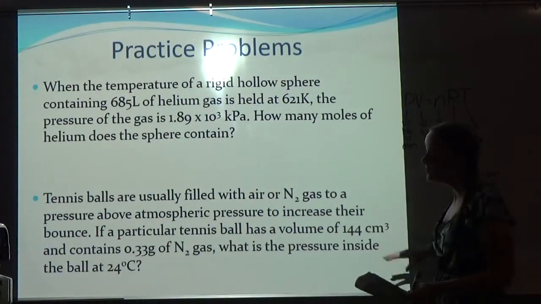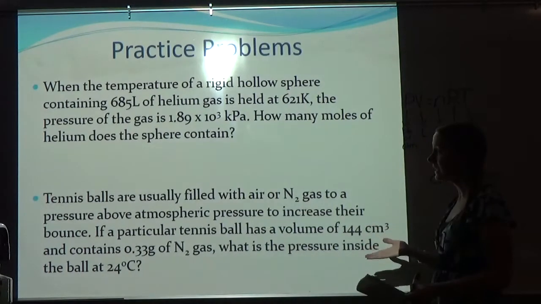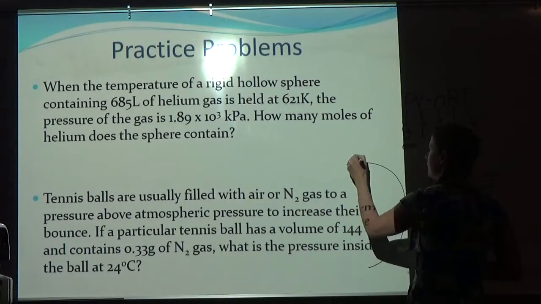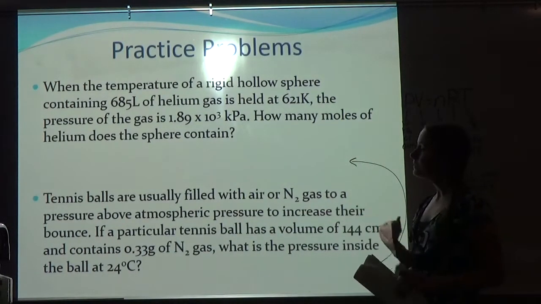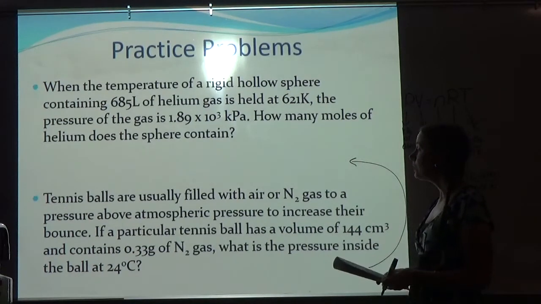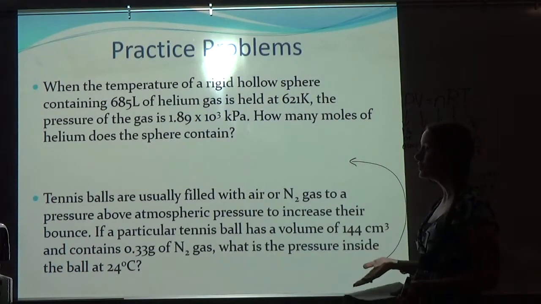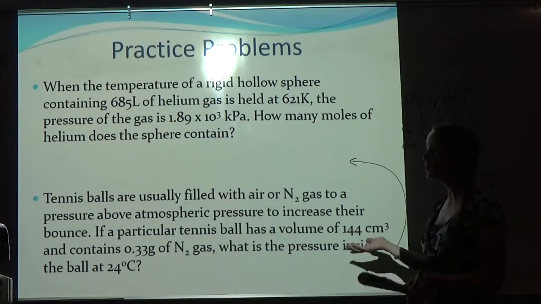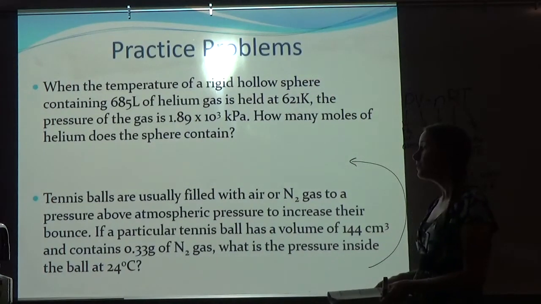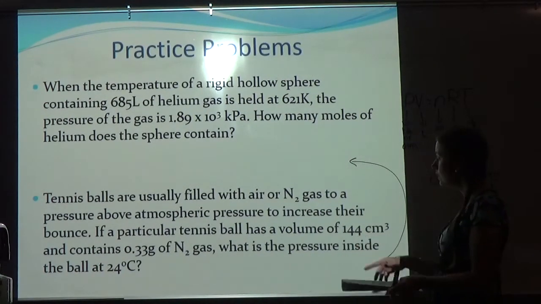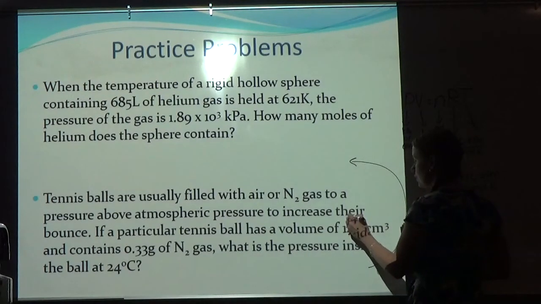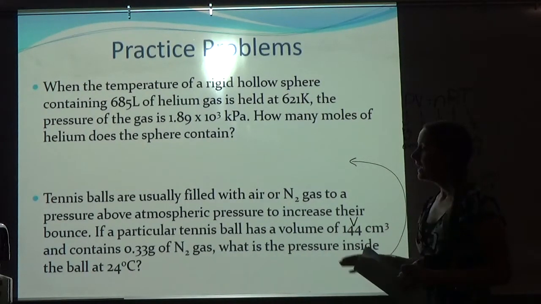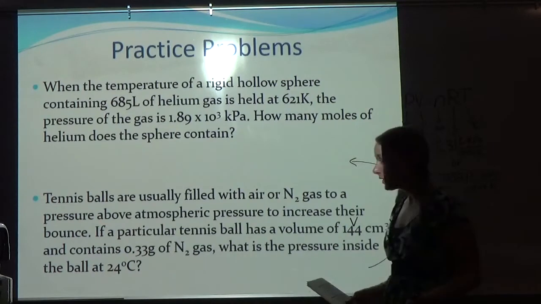Okay, so I'm going to assume you've paused it and tried it, and now let's look at it together. So remember, I'm going to put my answer up here. So it says tennis balls are usually filled with air or nitrogen gas to a pressure above atmospheric pressure to increase their bounce. If a particular tennis ball has a volume of 144 centimeters cubed, so there's my volume, and contains 0.33 grams of nitrogen.